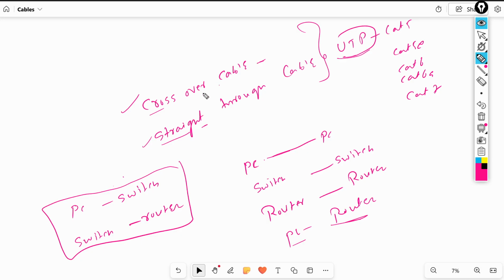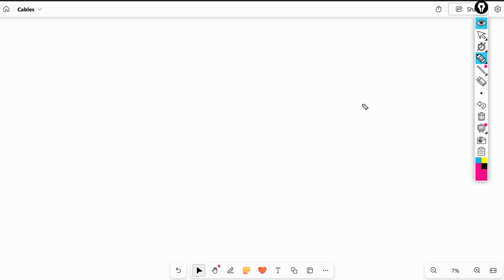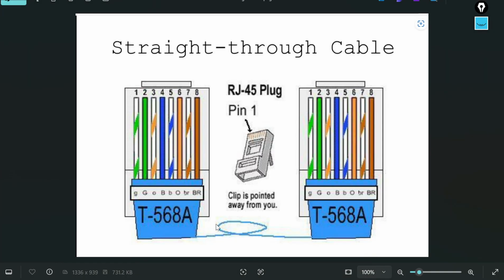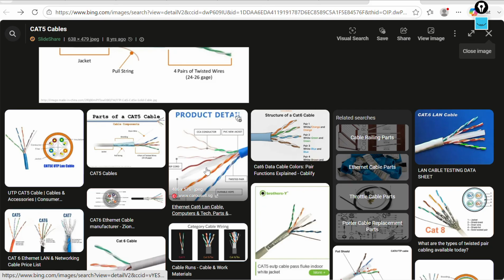But how to identify the cross cable and straight cable? So now we will discuss that. Okay, so here we have a color coding on every wire. There is a color. See here. Inside the cable, one second, I will show you here. Yeah, see here. This is the cable, right?